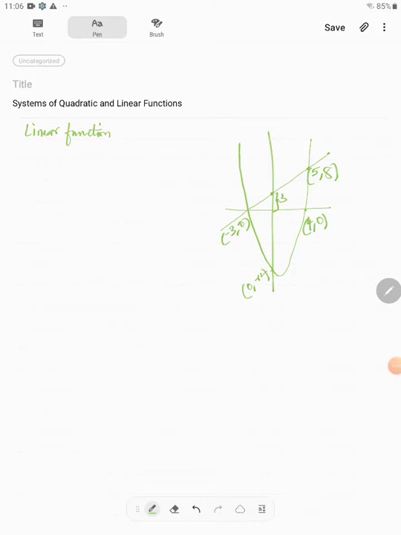Okay, so the linear function, if you see the slope is 1. I don't have a grid here, but in the actual foldable, the slope is 1 and y-intercept is 3. So the first function, the linear function, is y equals x plus 3.